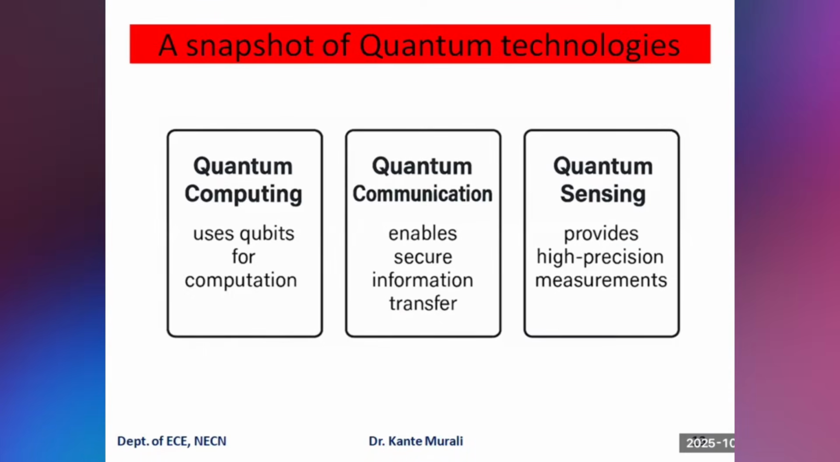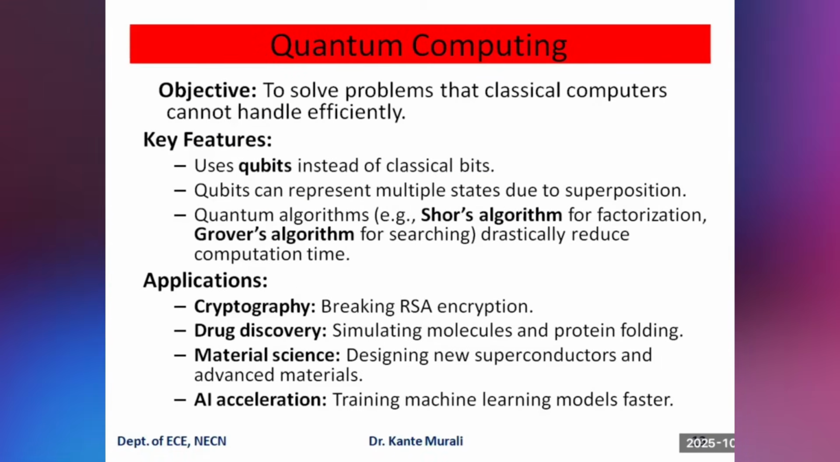Next, let us come to the national and global importance of various quantum technologies, which we will discuss: quantum computing, quantum communication, and quantum sensing. Coming to quantum computing, we discussed that it solves problems that classical computers cannot handle efficiently in terms of time. As for its features, it uses qubits instead of classical bits. It supports parallelism.